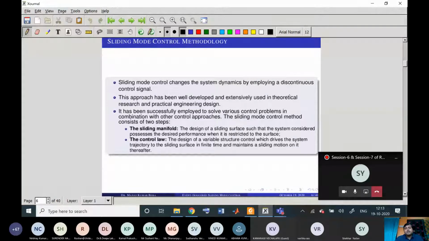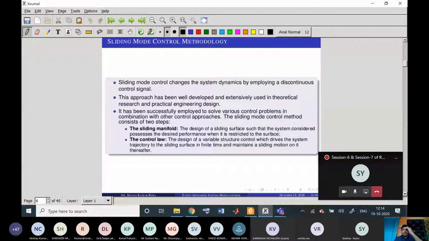You will find that several research papers have been published on the application of sliding mode control as well as its theoretical development. It has also been successfully employed to solve various control problems in combination with other control approaches. It means it has the capability to combine other control strategies with sliding mode control to have greater benefit. The sliding mode control method consists of two steps.